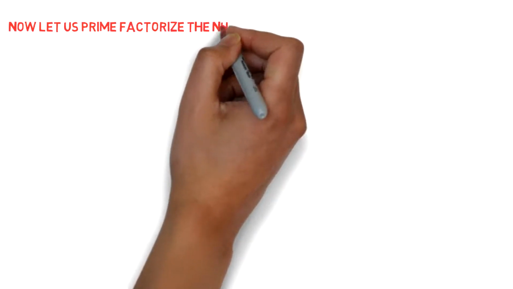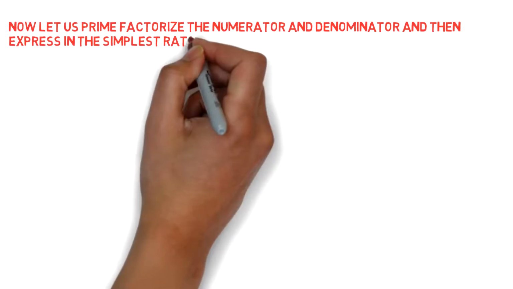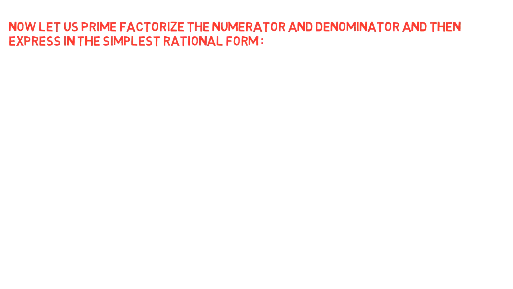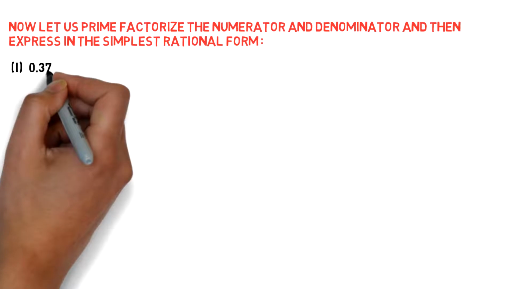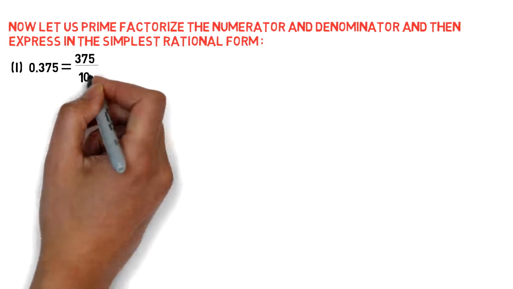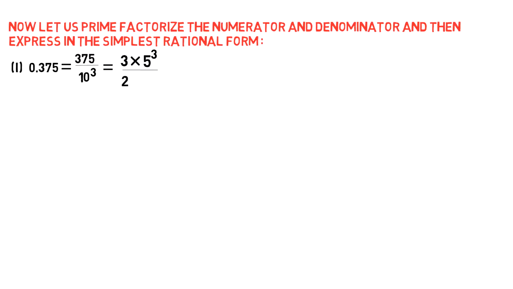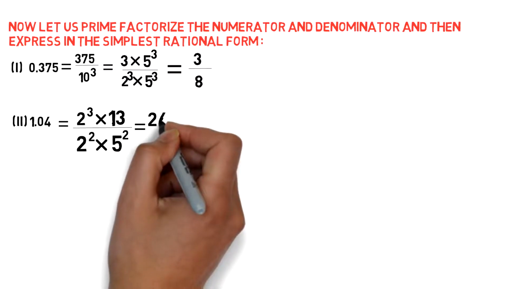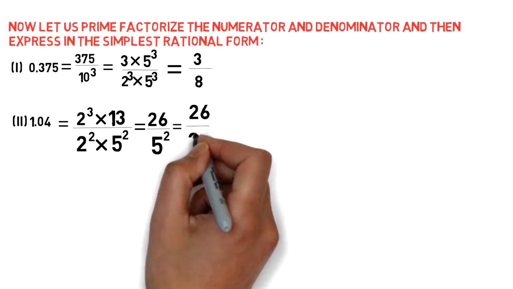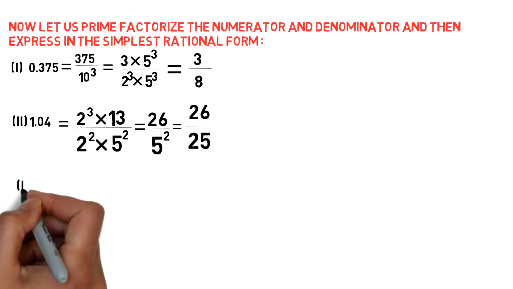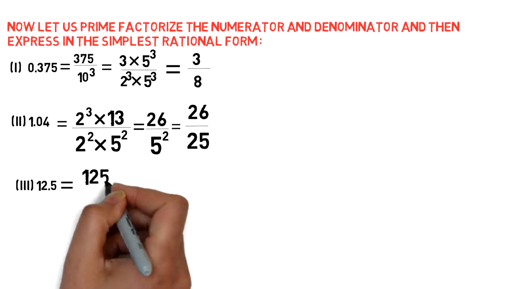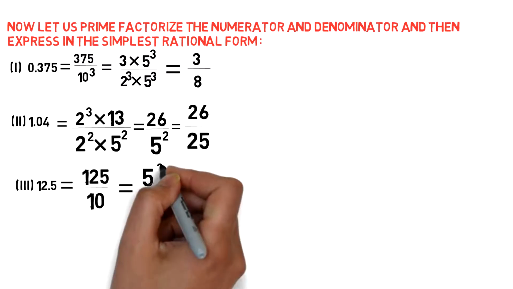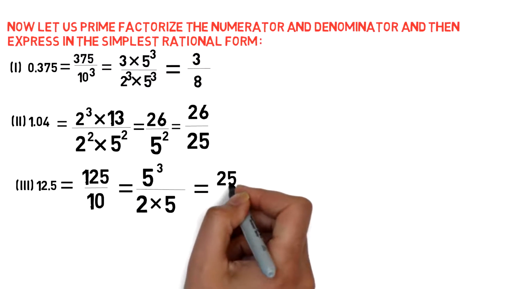Now let us prime factorize the numerator and denominator and express in the simplest rational form. Example 1. 0.375 equals 375 by 10 cube, equals 3 into 5 cube by 2 cube into 5 cube, equals 3 by 8. Example 2. 1.04 equals 2 cube into 13 by 2 square into 5 square, equals 26 by 5 square, equals 26 by 25. Example 3. 12.5 equals 125 by 10, which is equal to 5 cube by 2 into 5, equals 25 by 2.